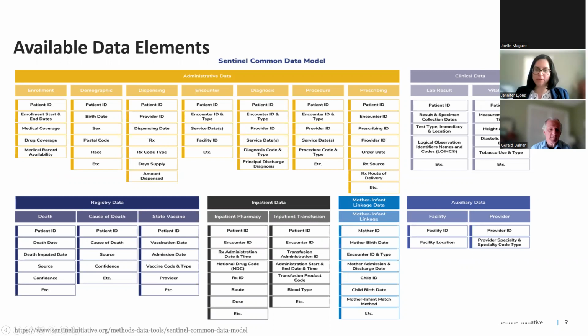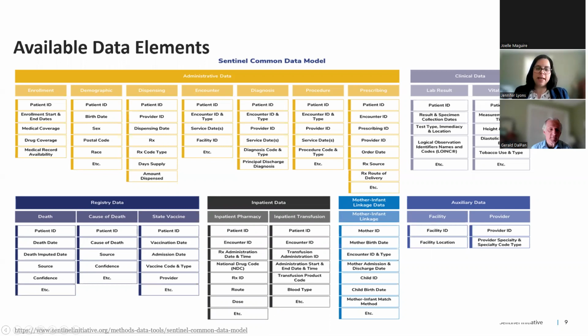There's also two tables that get at clinical data, so our lab results and vital signs, and those generally come from EHR data, not always, but particularly their lab results can come from claims data as well. And on the bottom left, we have a couple tables here under the heading of registry data, where we have the capacity to bring in data from a few different types of registries. So in the past, we've been able to look at vaccine registry data, looking at vaccine safety, and we also have the ability to ascertain death and cause of death from state registries.